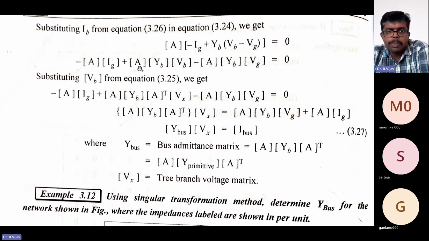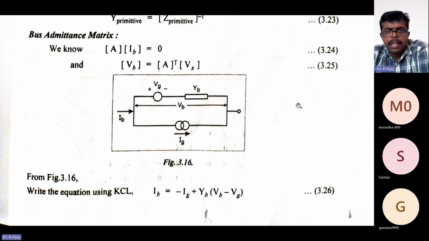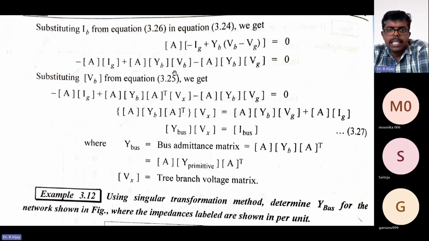Again, what we are doing is substituting VB from the above equation, that is equation 3.25. What is VB here? VB is nothing but A transpose into VX, which we already formulated from the previous equation. So we simply substitute for VB. Multiplying all these terms and taking the common terms outside, you get the equation like this: A into YB into A transpose, the whole bracket into VX, is equal to A into YB into VG plus A into IG.